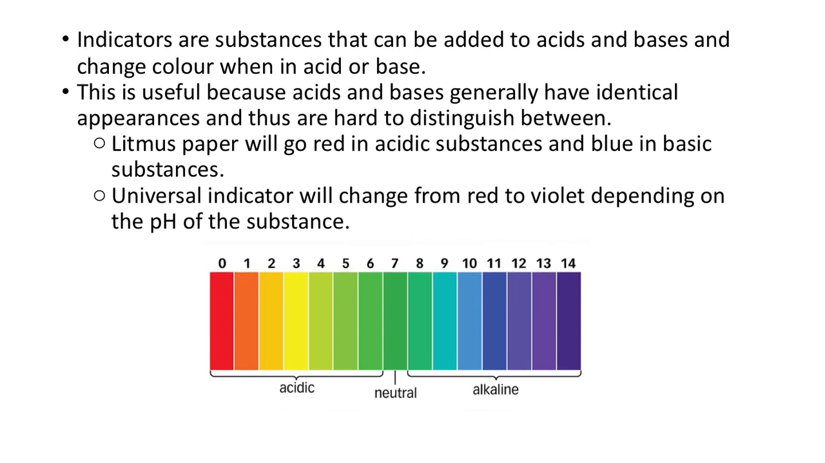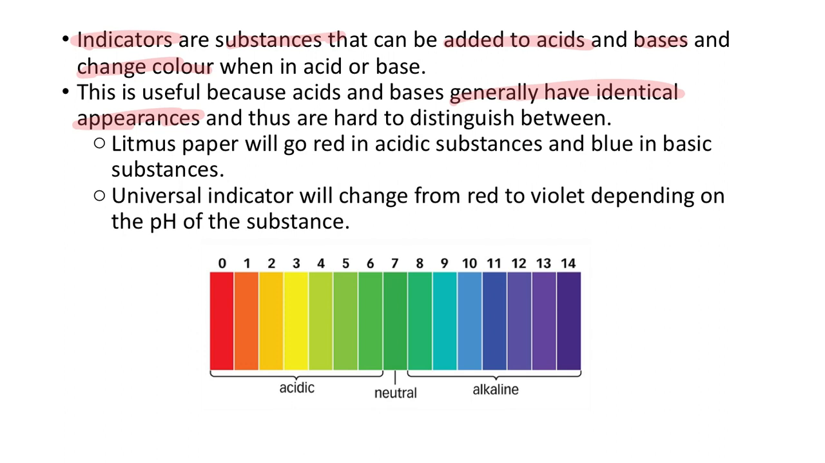Okay. So these things, indicators. Indicators are substances that can be added to acids and bases to change color when in acids and bases. This is useful because acids and bases generally have identical appearances. So they look exactly the same. A beaker full of hydrochloric acid looks the same as a beaker of water and a beaker of sodium hydroxide. They're hard to distinguish between because the substances that make it acidic or basic, the hydrogen ion or the hydroxide ion, have no color.